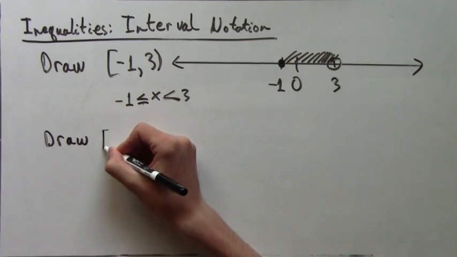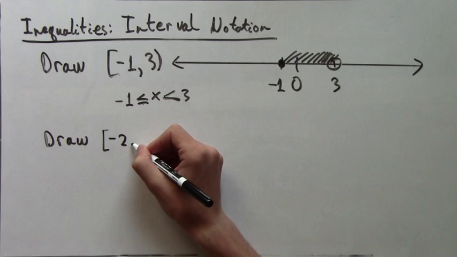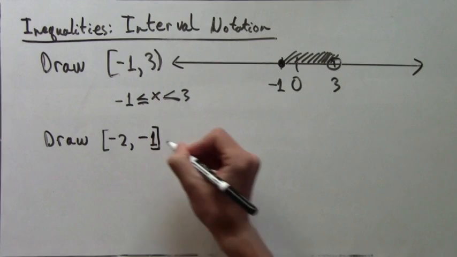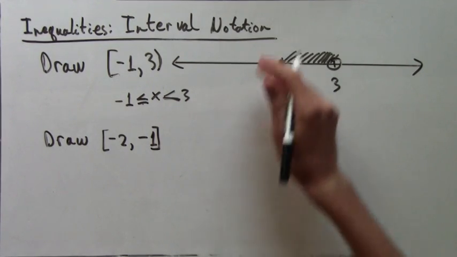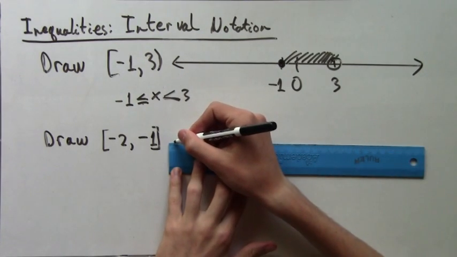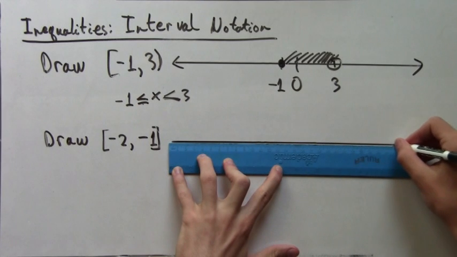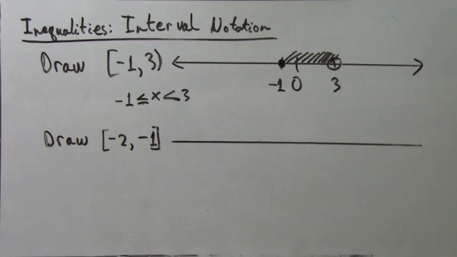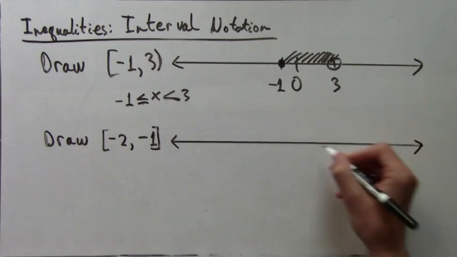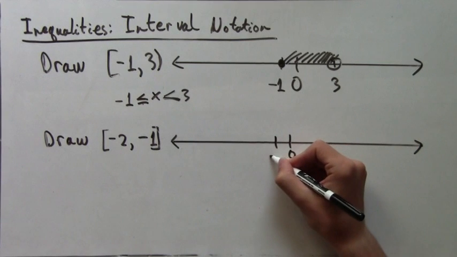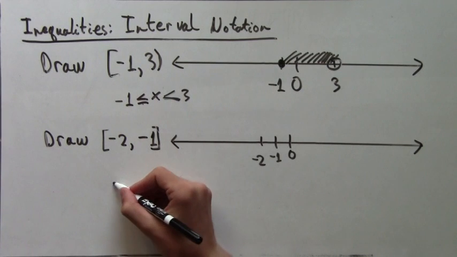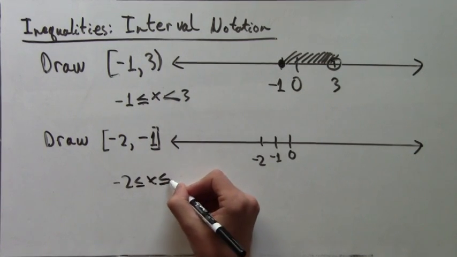So let's take another example. Square bracket -2, comma, -1, square bracket. So of course we want the number line. And as before, we're going to mark 0 on it. And the two endpoints are -2 and -1, so of course it's a good idea to have them drawn on there. Now again, let's think what this interval means.